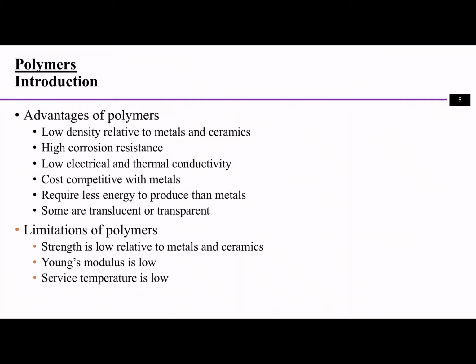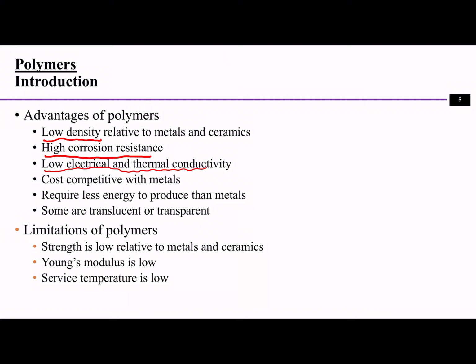In general, the reason we want to use polymers is that, compared to metals and ceramics, they are a little bit lighter, because they have low density, and they also have high corrosion resistance. Metals sometimes cannot prevent corrosion because of oxidation of the surface. And also, because polymers have very stable structures, they have low electrical and thermal conductivity.